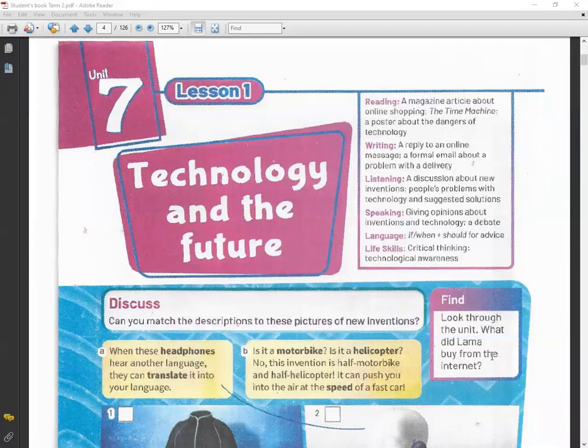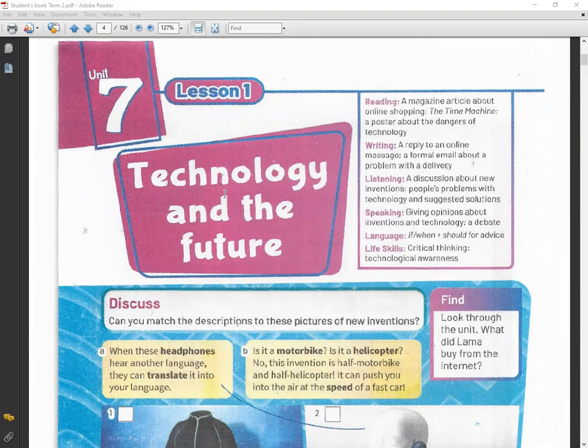Hello, my dear students. In our session today, we are going to deal with Unit 7, O level. In Unit 7, as you see, it's about technology and the future. This unit is going to talk about some modern inventions as types of technology and the future tense.